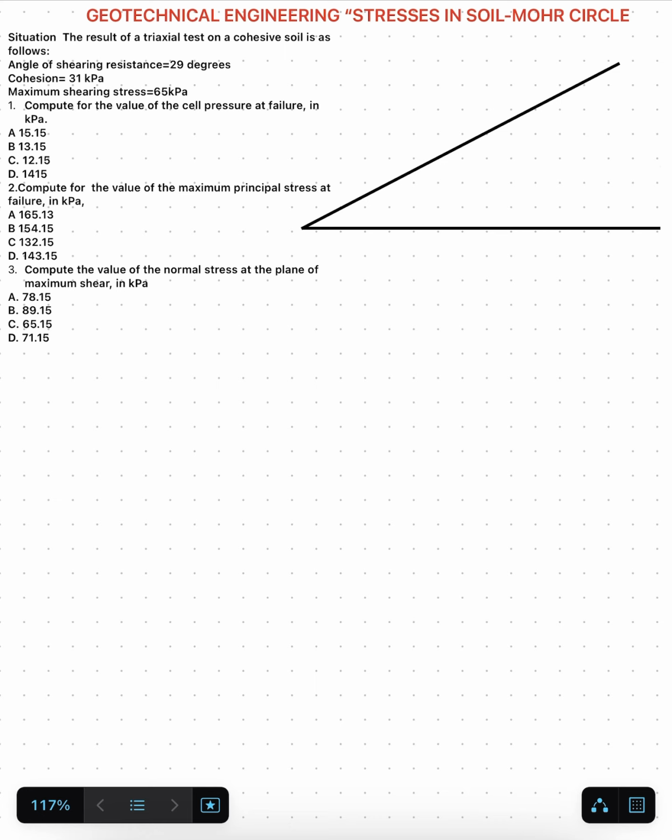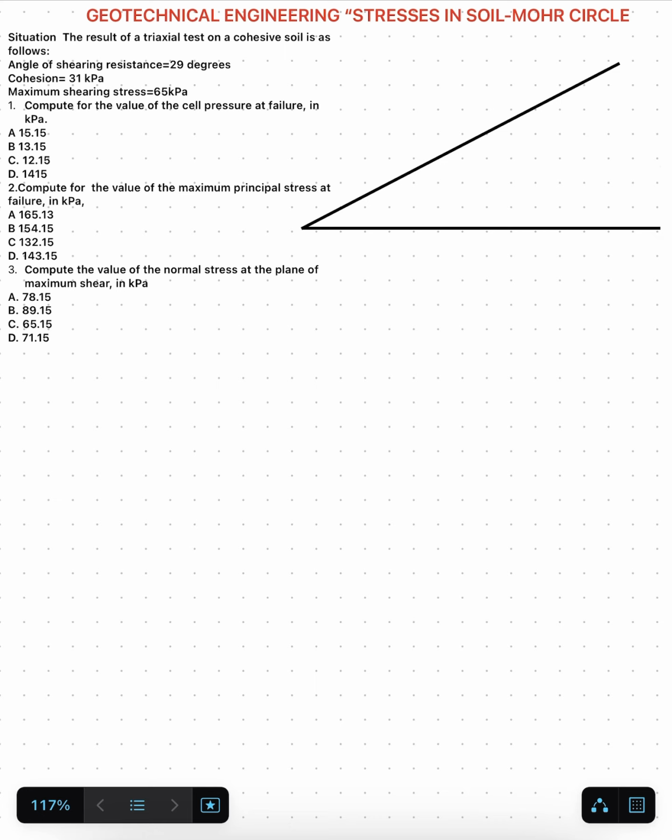So the problem states that the result of a triaxial test on a cohesive soil is as follows. The angle of shearing resistance is 29 degrees. The cohesion is 31 kPa. The maximum shearing stress is 65 kPa. Now we need to find the cell pressure at failure, the maximum principal stress at failure, and the value of normal stress at the plane of maximum shear.